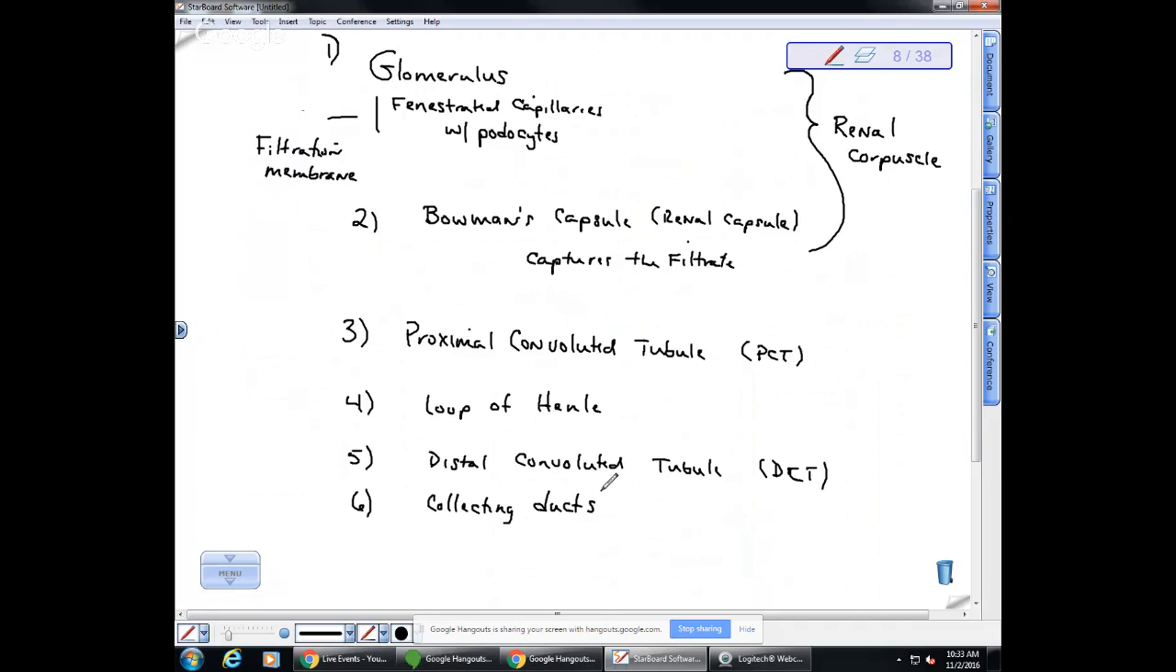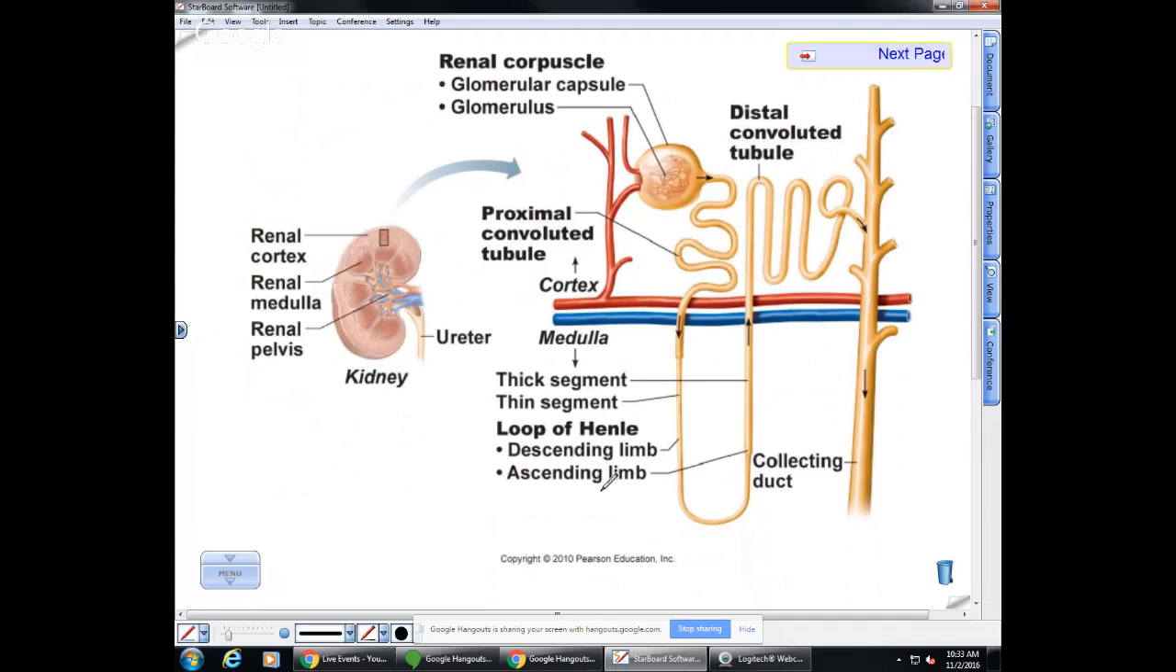Loop of Henle, Henle. That's a person's name. So you have the Bowman's capsule, and then you also have the loop of Henle. So you need to be able to identify these different pieces, right? On this particular diagram it's really easy because they kind of straightened out the tubules. So you can see proximal loop of Henle, distal convoluted tubule, and collecting duct.